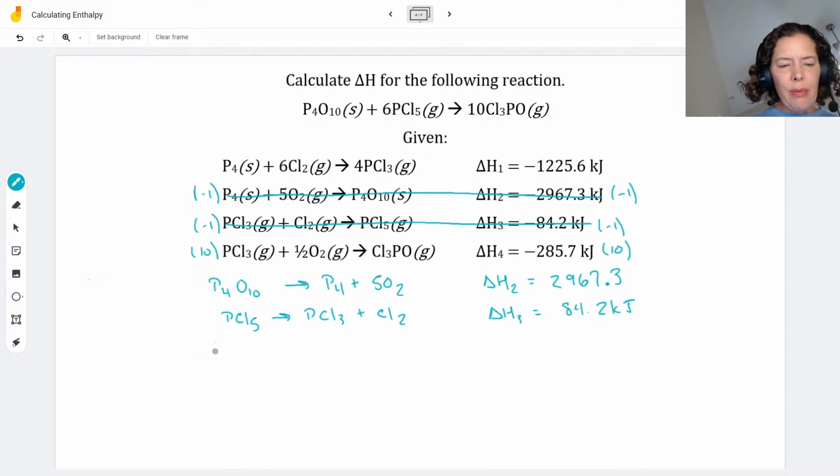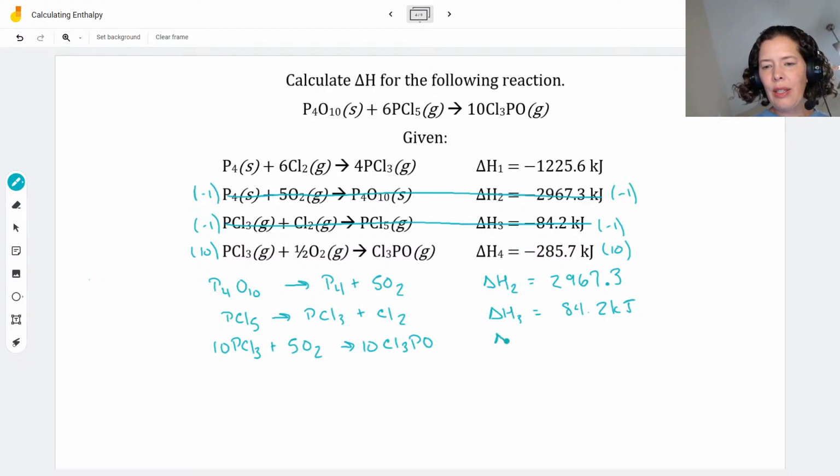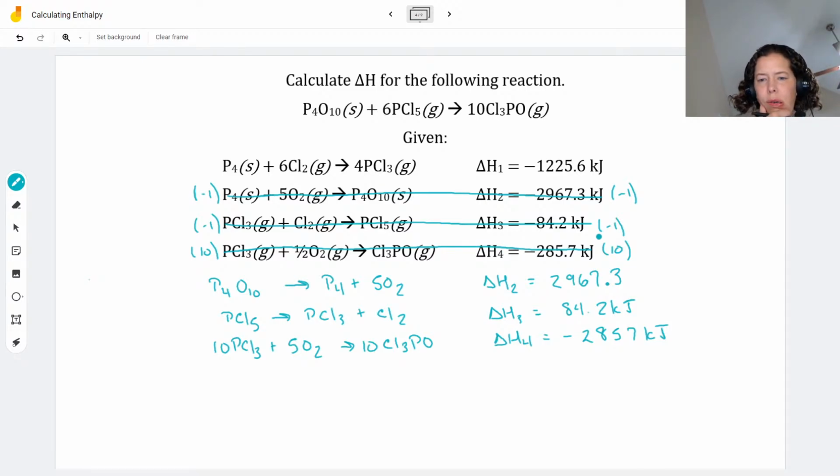All right, so this becomes 10 PCl3 plus 5O2 goes to 10 Cl3PO, and my delta H4 is now still negative, but now it's 2,857 kilojoules. Okay, crossing this out. I'm not 100% there, I don't think.